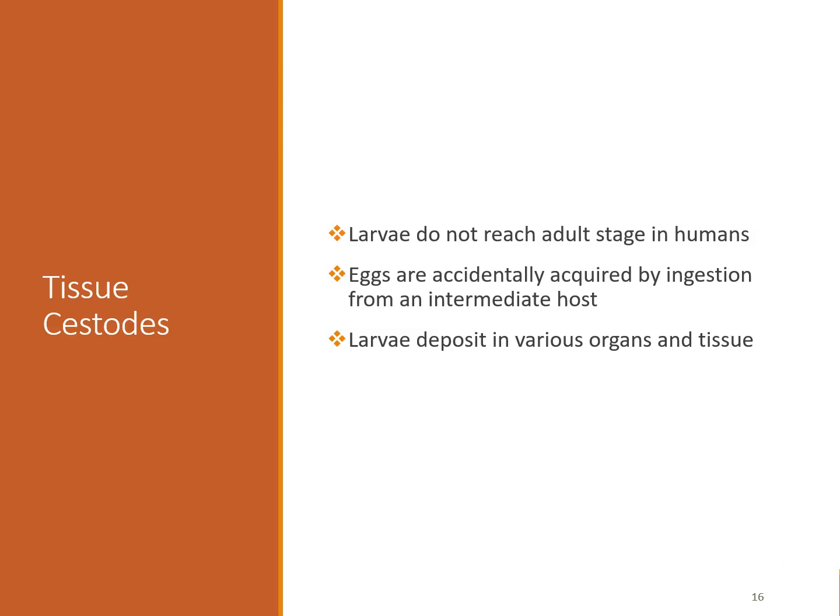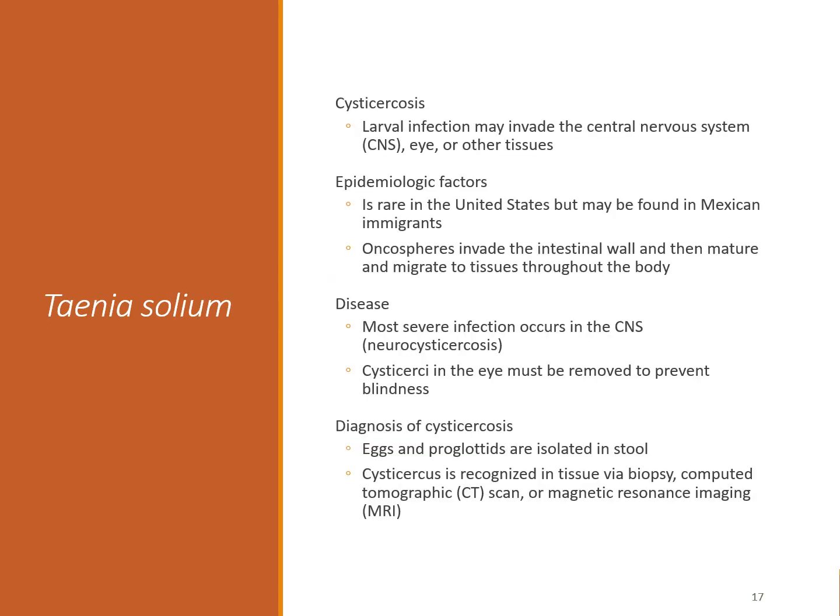With your tissue cestodes, these larvae do not reach an adult type stage within the humans. The eggs are accidentally ingested, and then the larvae deposit in various organs and tissue. So the Taenia solium not only can cause an intestinal infection, but it can also cause other infections. What can happen is the larval form will actually invade the central nervous system, the eyes, or other tissue. So this can be seen with like immigrants.